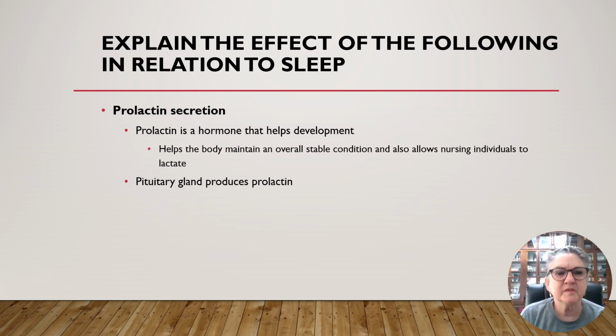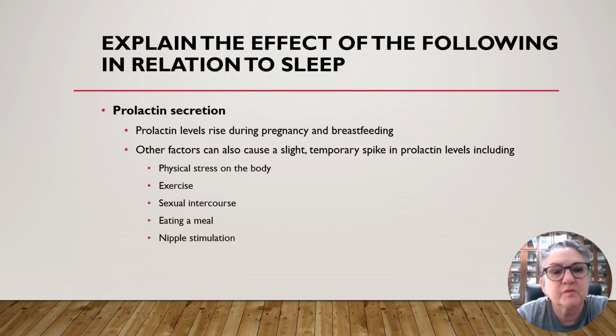Prolactin is a hormone that helps the body maintain an overall stable condition and allows nursing individuals to lactate. The pituitary gland produces prolactin. Prolactin levels rise during pregnancy and breastfeeding. Other factors that can cause a slight temporary spike in prolactin levels include physical stress on the body, exercise, sexual intercourse, eating a meal, and nipple stimulation.